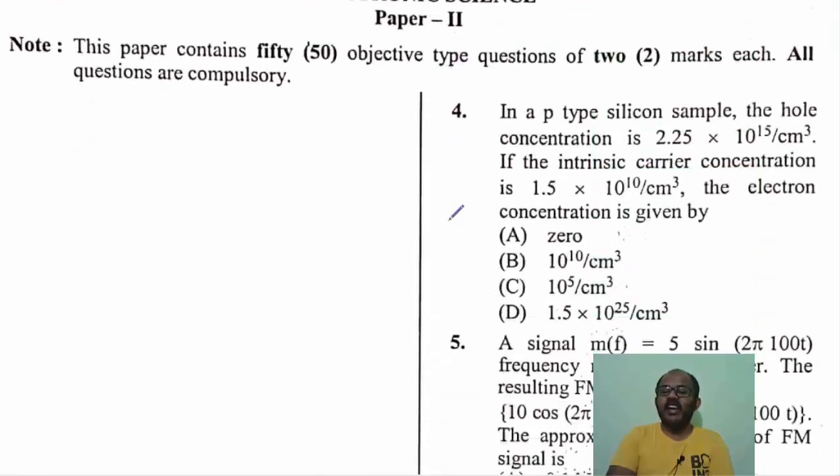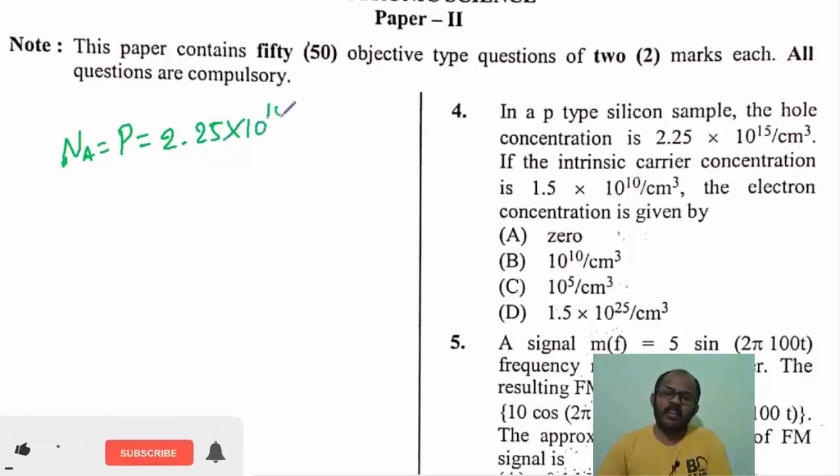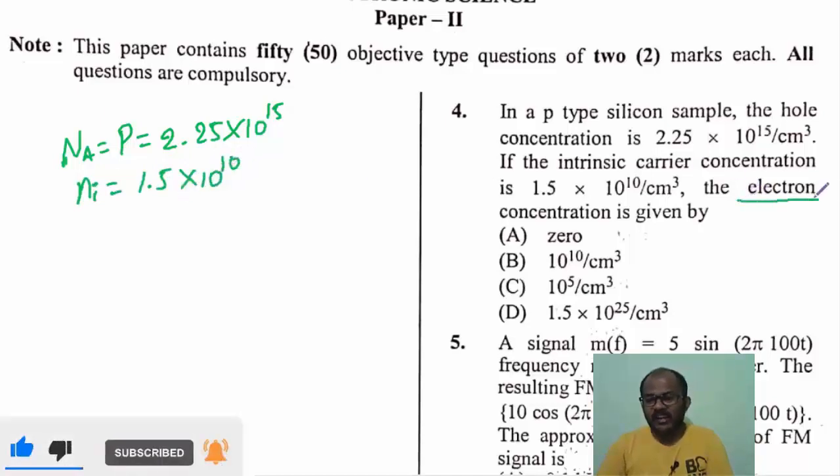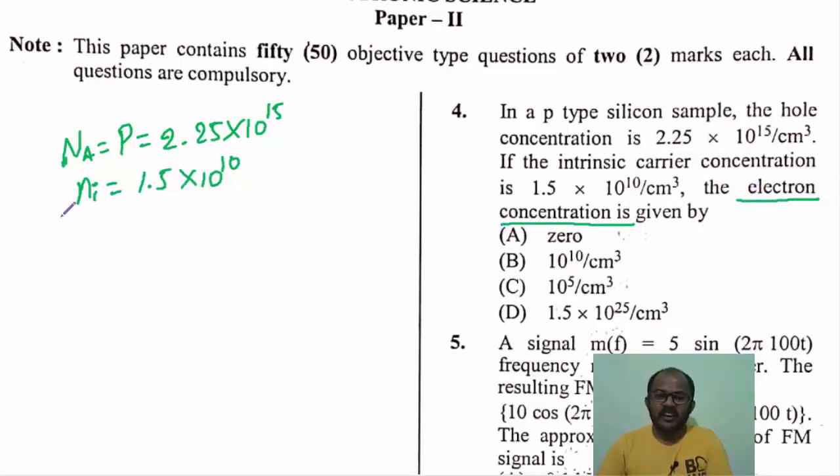Fourth question, what they have given is, in a p-type silicon sample, the hole concentration, which I can call Na or P, equals 2.25 into 10 power 15 per centimeter cube, and they have given the intrinsic carrier concentration, that is Ni, equals 1.5 into 10 power 10 per centimeter cube. They are asking us to find the electron concentration, that is n equals question mark.